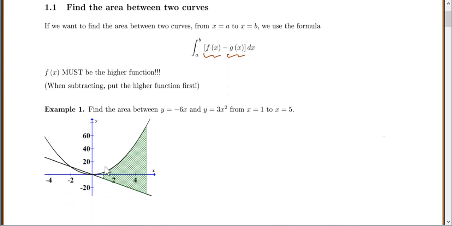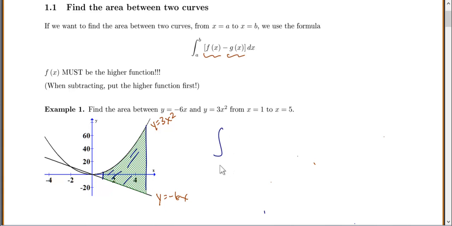So in this example, let's find the area between y equals negative 6x and y equals 3x squared. You'll see it's always nicer to go ahead and graph these before you get started with your problem so you can kind of see what's happening. So if we want to find this area between them, notice we're going from 1 to 5, so here's my 1, here's my 5, we want this area in between.